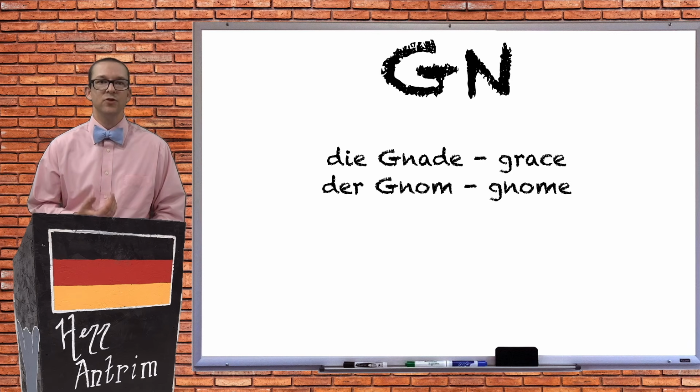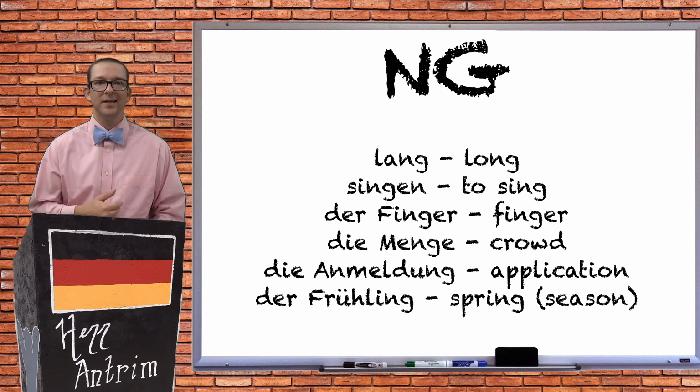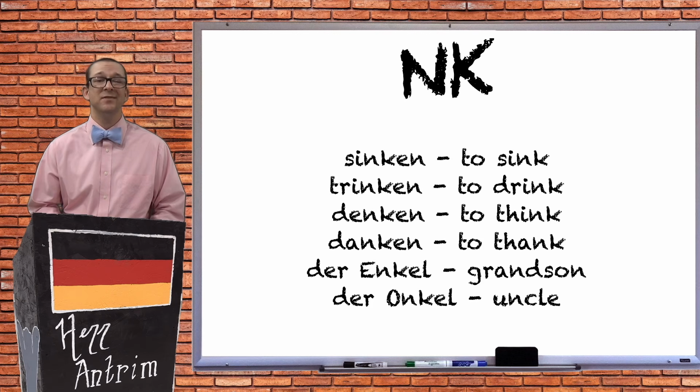If you see GN in German, pronounce both letters one after the other. This is pretty rare, but it is necessary that you know how to say it. Gnade, Gnome. If you reverse G and N, you get NG. It acts pretty similarly to the NG combination in English. Lang, singen, Finger, Menge, Anmeldung, Frühling. NK sounds similar to NG, but obviously has a K sound at the end, making it a more abrupt stop to the syllable. Sinken, trinken, denken, danken, Enkel, Onkel.